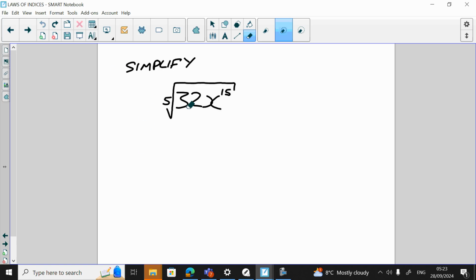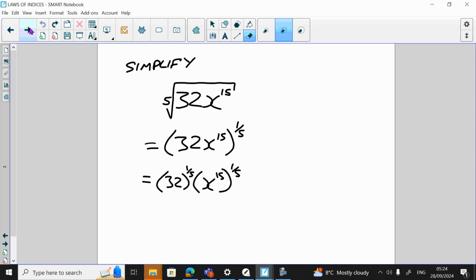Here's a fifth root. We've seen something like this before. So that's really the power of a fifth, 1 over 5, applied to both of them. So it's going to apply to that one and to that one. Your calculator will deal with that one. Right? The fifth root of 32 is 2. X to the 15 to the fifth, that's 15 times a fifth. A fifth of 15 is 3. So it should be 2x cubed. There you go.